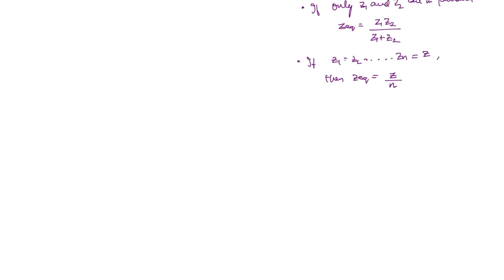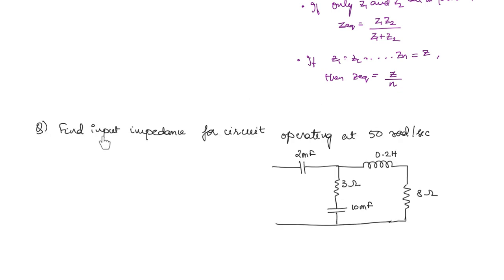We'll now do a problem so that it will become more clear to you. So here the question is, find the input impedance for the circuit operating at 50 radian per second. So this is the circuit. Now these are the open circuit terminals that are given. So we have to look through these terminals and find out the input impedance. So we'll take this as Zin.